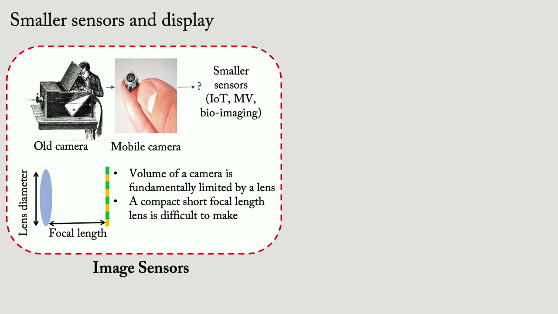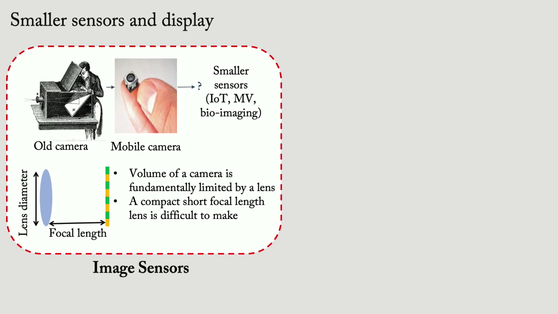Okay? But for the further applications, for example, for Internet of Things, machine vision, bioimaging, you probably need even smaller and smaller camera and smaller image sensor. And if you look at that, how do you reduce the size of this image sensor? It's not electronics anymore. It's really the way we do our imaging. It's the optics that limit the further miniaturization of these image sensors.